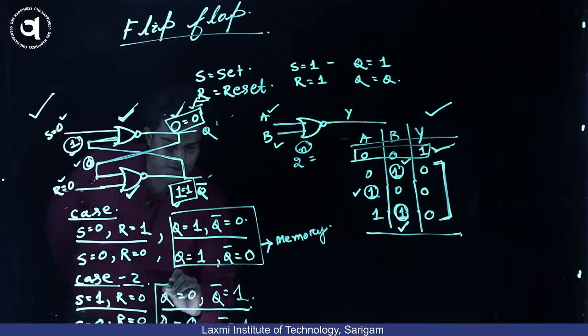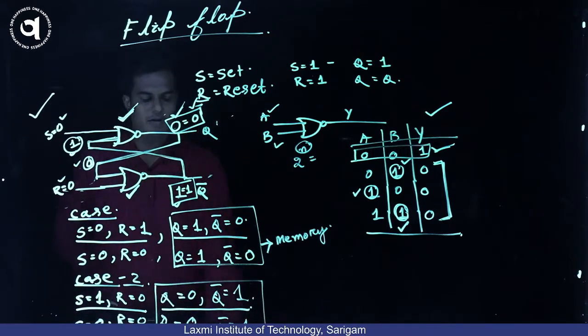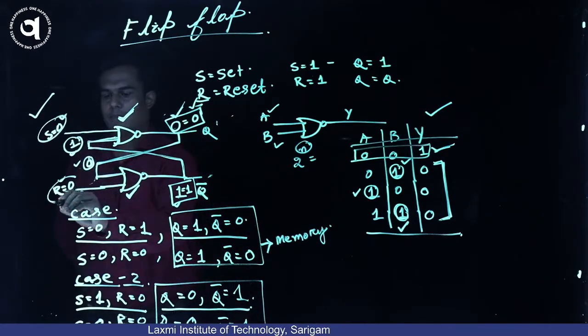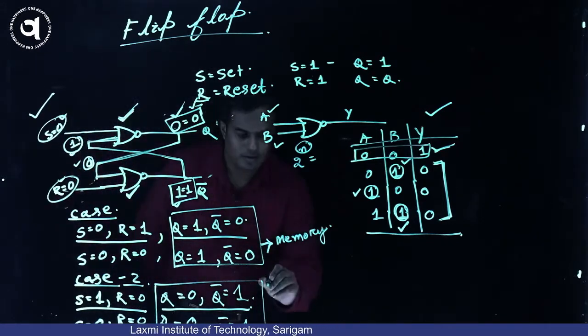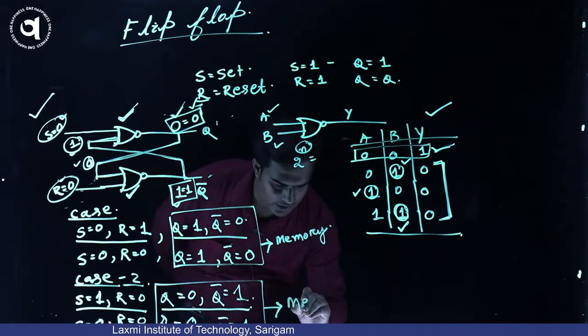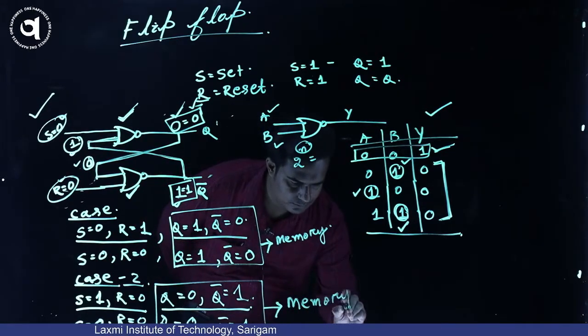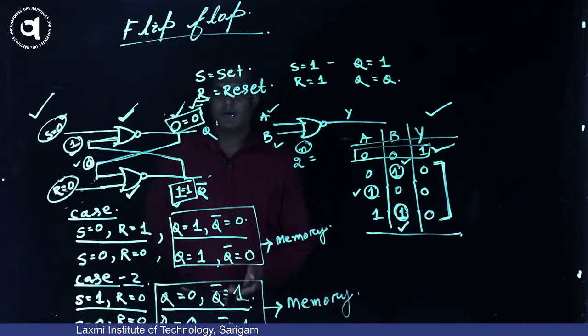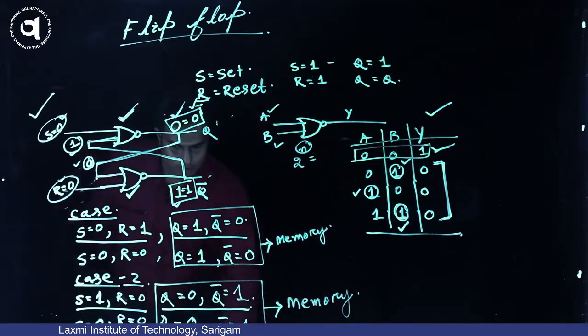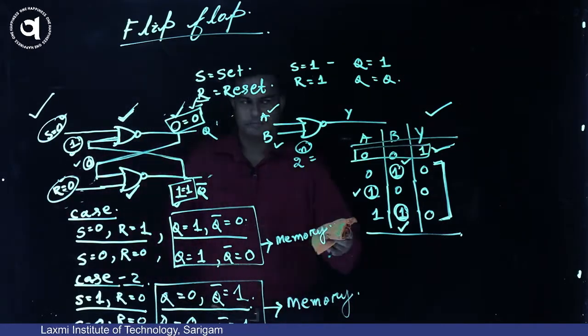So clearly the new output is matching the previous output even if I remove the input. So I can say the circuit is working like a memory. This is nothing but our digital memory. Now we will go to case 3.